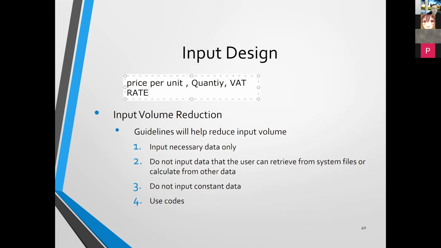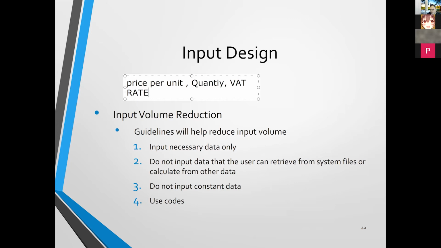What do I mean? In the past, before we had the policy, the law in Thailand, we had the VAT rate 7%, so everyone hard coded in that program that the VAT rate is 7%. So that means if you would like to calculate the VAT amount, every time you just multiply the sales amount by 7% in the programs.